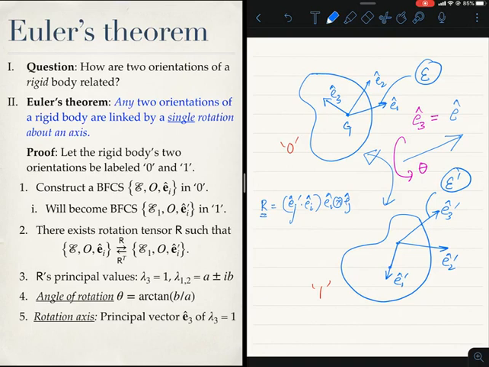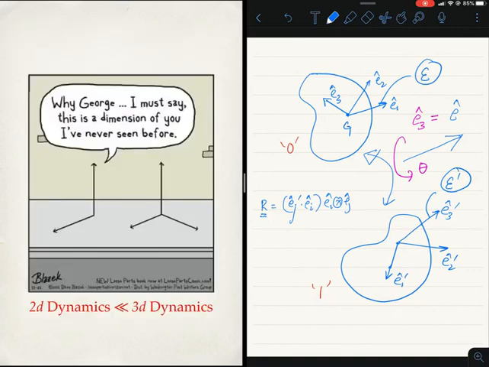In the next lecture we will start studying three-dimensional rigid body motion, and you will see that 3 dimensions is way tougher than 2 dimensions, and everything that you have done so far has been in 2 dimensions. But now you have grown up and you will do 3 dimensions, and you may realize it's a dimension that you have never seen.